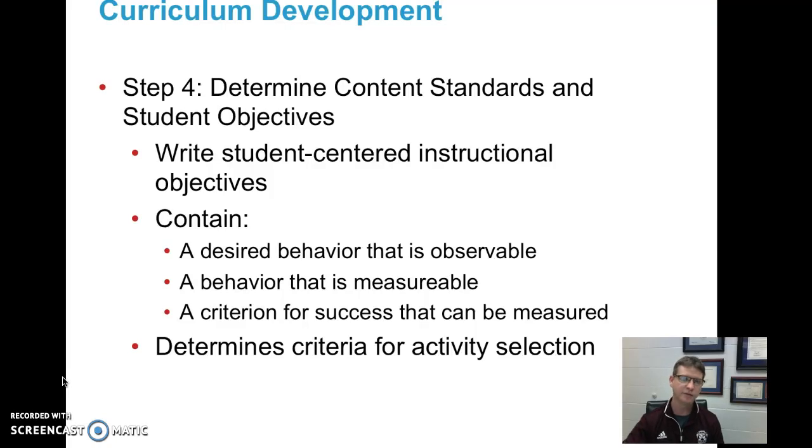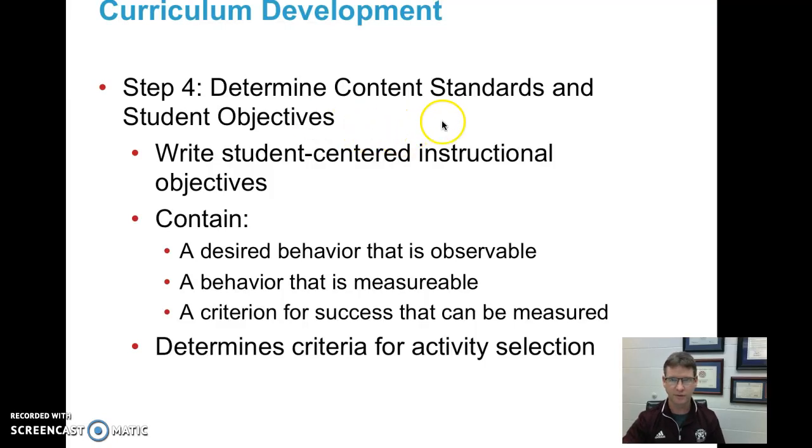So see, these objectives need to contain a behavior that's observable, right? You can watch the students do it. Behavior that's measurable, and criteria for success that can be measured. So let's say I wanted to have a content standard or an objective. Let's say a psychomotor objective would be that students perform body management skills on various apparatus, including climbing ropes, benches, and balance beams. So let's say I have a balance beam in my class, and I want the students to be able to walk 1 foot in front of the other across an 8-foot balance beam, right?